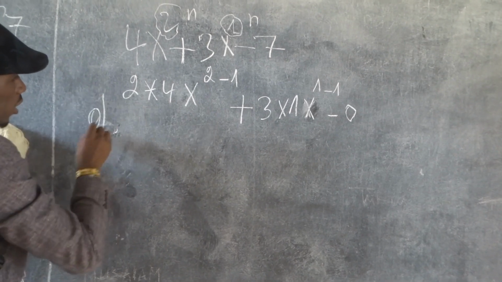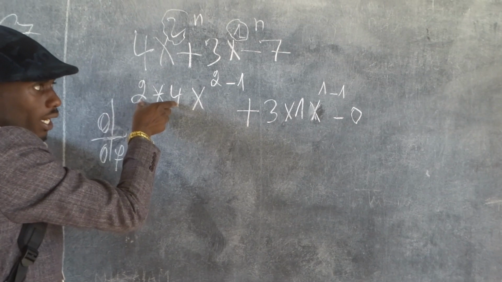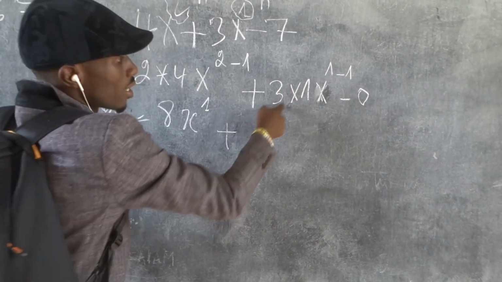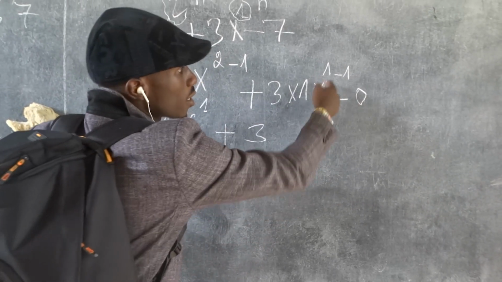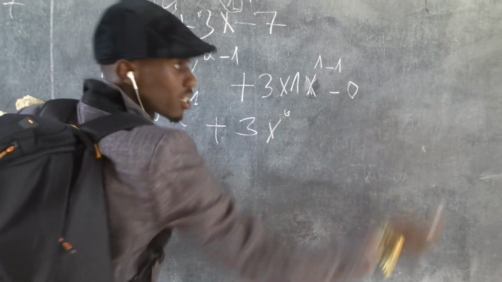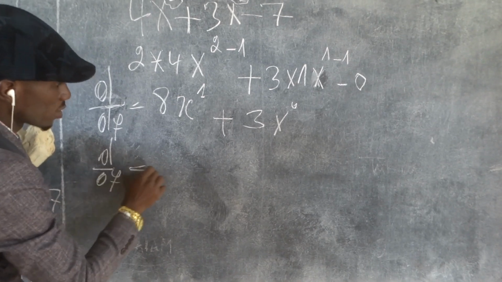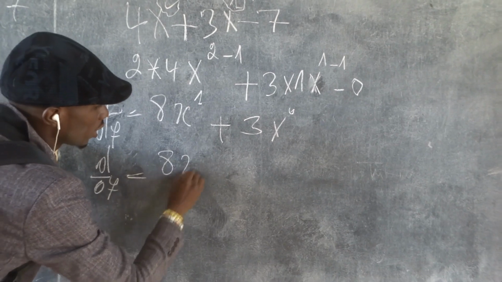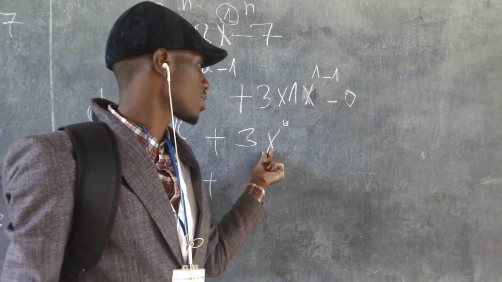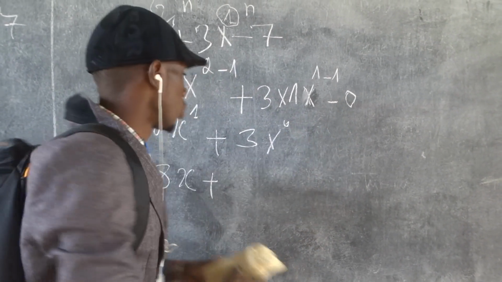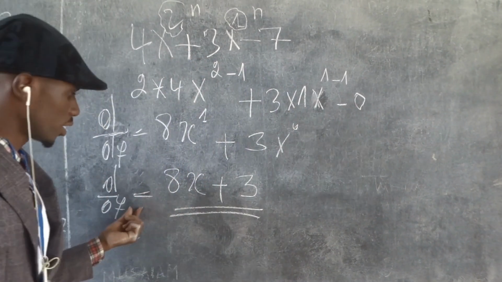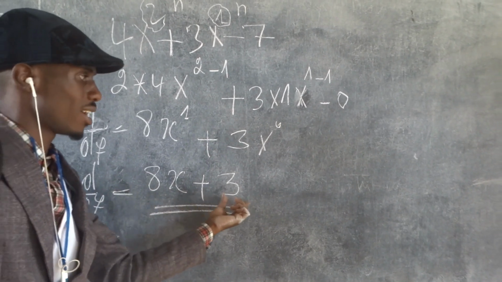So here we get the derivative of f is equal to 8x to the power 2 minus 1, which is 1, plus 3 times 1, which is 3, times x power 1 minus 1, which is x power 0, minus 0. Remember the property of mathematics: x or any number power 0 gives 1. So here we plus 3. This is the derivative of this function. The first derivative of this function is 8x plus 3.